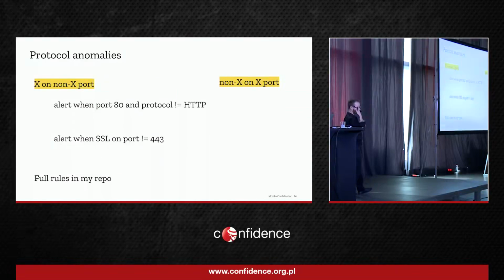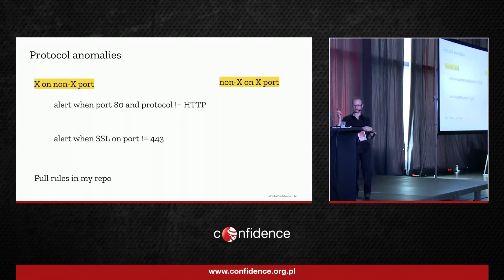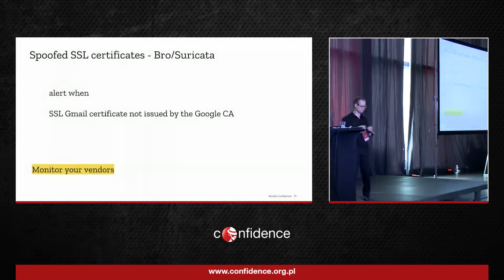We also detect a lot of protocol anomalies. I want to know whenever on port 80 something is not HTTP, or I want to know about SSL on some unknown ports or some unusual ports other than 443. A couple of things like this. This is the anomaly detection part on the pyramid of pain, basically.